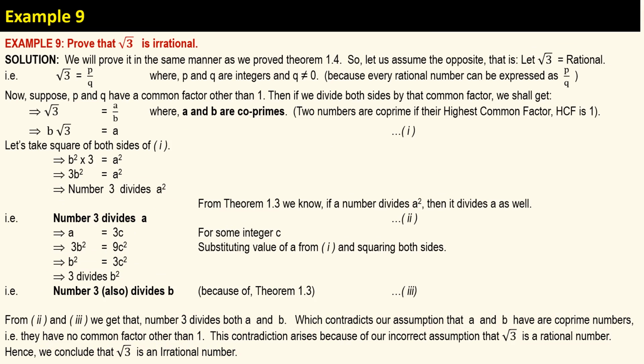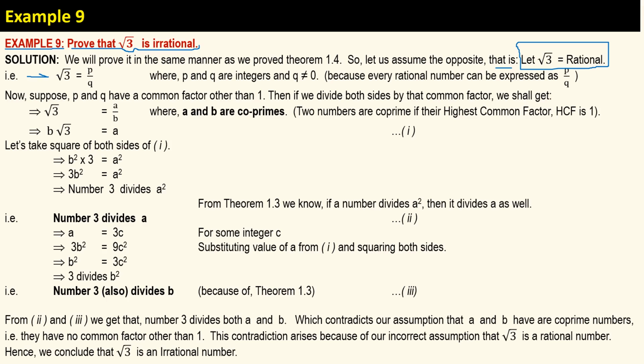Now let's take an example. This is example number 9, and let's try to prove that the square root of 3 is an irrational number. We shall prove this in exactly the same manner as we proved the previous theorem, which is to say that the square root of 2 is an irrational number. The steps are exactly the same, so we shall start in the same manner by assuming the contradictory or opposite statement. That is, let's say the square root of 3 is a rational number.